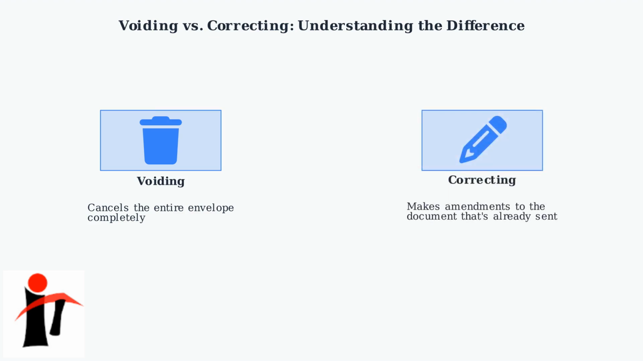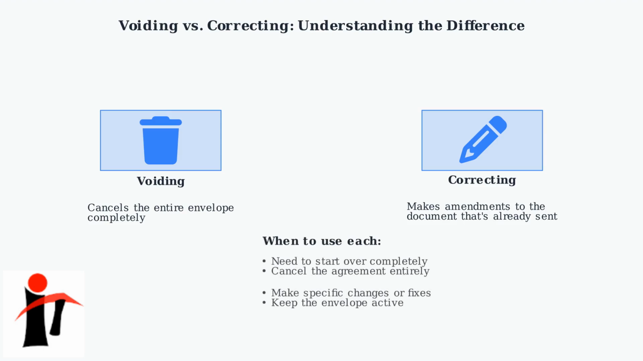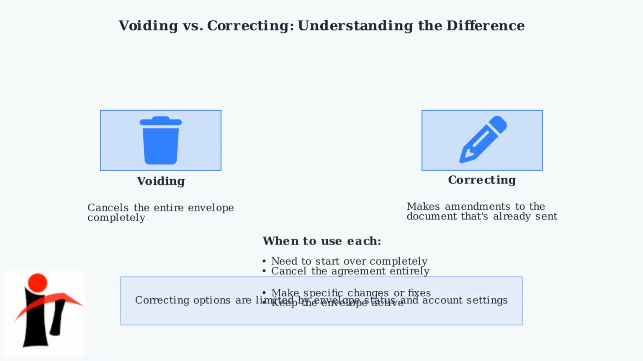On the other hand, correcting allows you to make amendments to a document that has already been sent out for signature. This keeps the envelope active while letting you fix errors or update content. If you need to make changes, correcting is often preferable to voiding and resending, as it maintains the document's progress. However, be aware that correcting options depend on the envelope's current status and your account permissions.